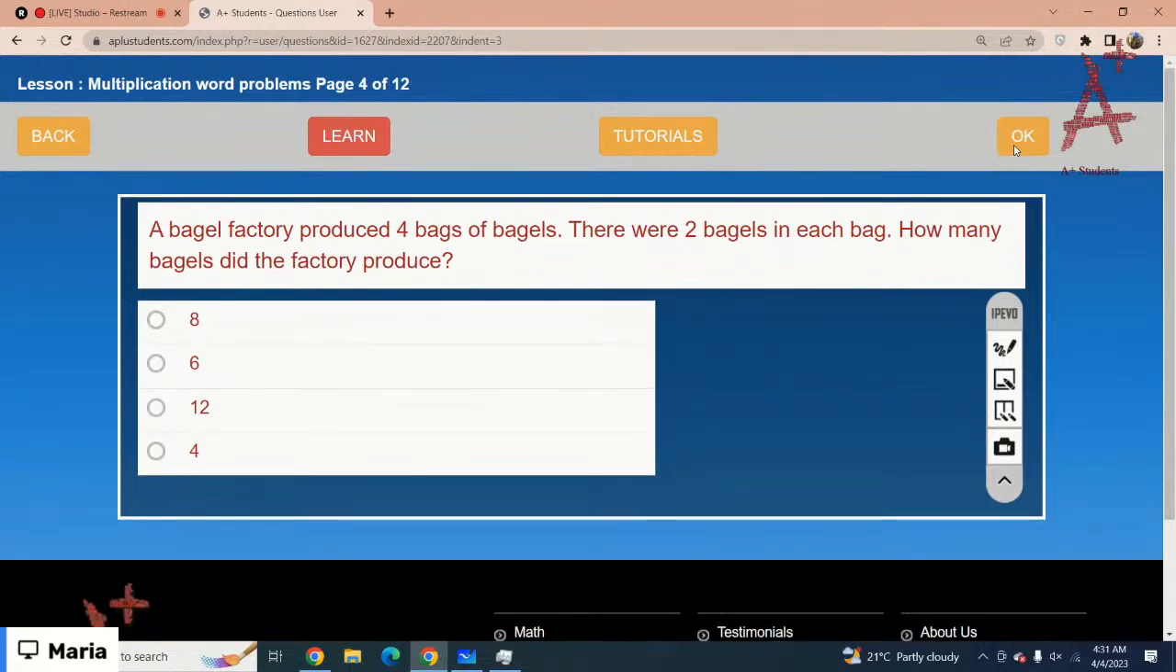A bagel factory produced 4 bags of bagels. There were 2 bagels in each bag. How many bagels did the factory produce? So you have to do 4 times 2, very good. The total bagels are eight. Got it?